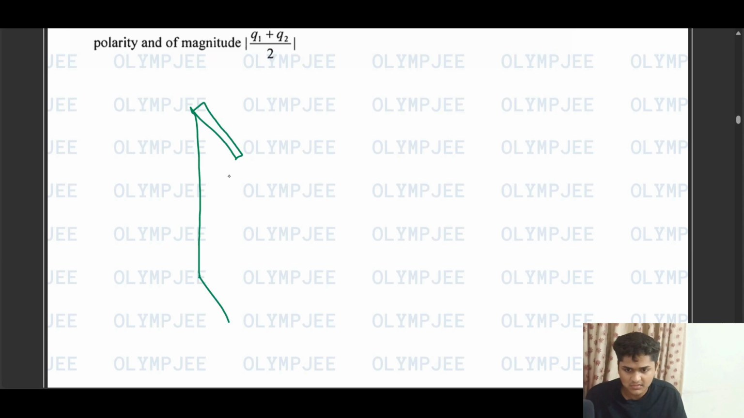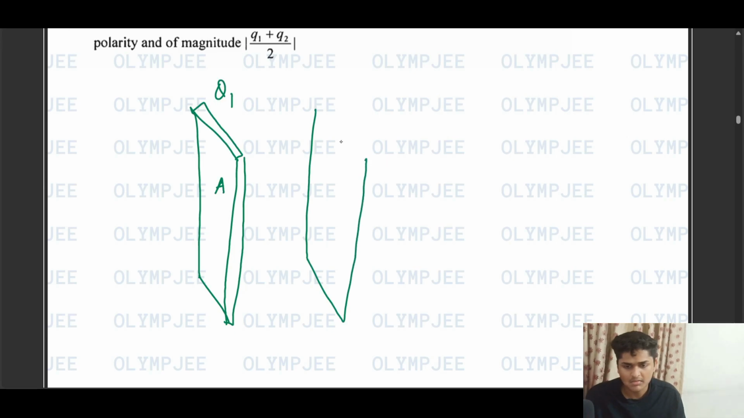So assume that this is plate A, this has charge Q1, and this is plate B, this has charge Q2. So I need to find the distribution of charge on the inner and outer surface. Let me assume that on the inner surface the charge is Q1 minus Q. Since they are at small distance, all the flux given out by this Q1 minus Q charge would enter the inner surface of B. So the charge on it would be minus of this charge, which is Q minus Q1.